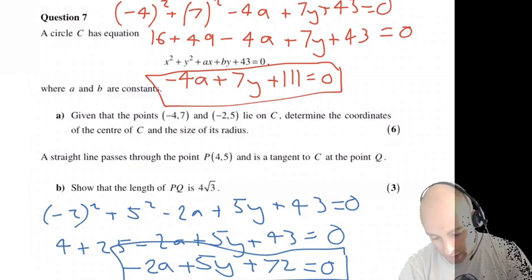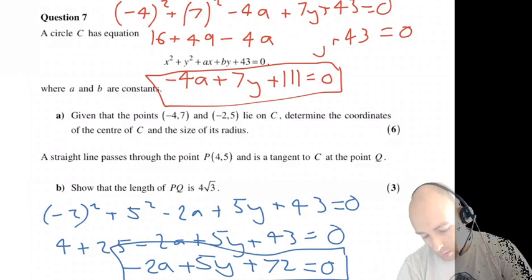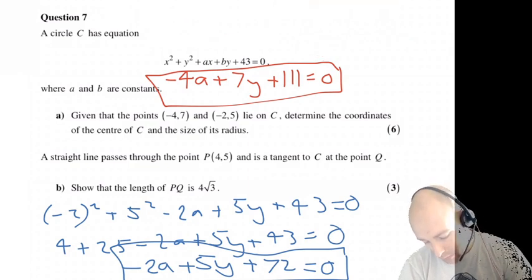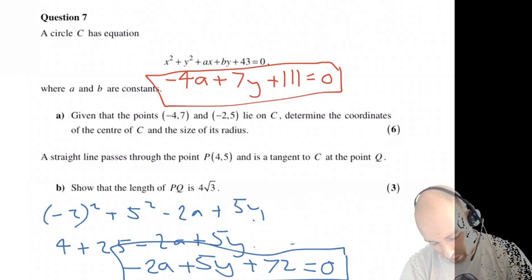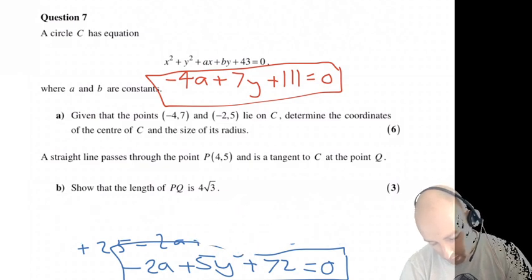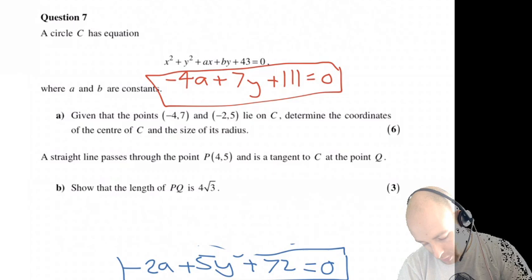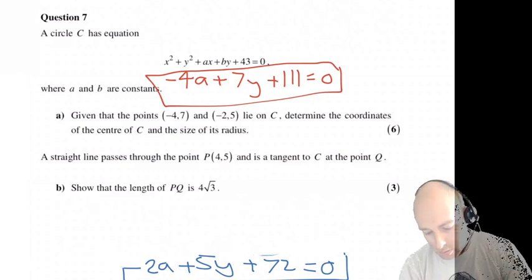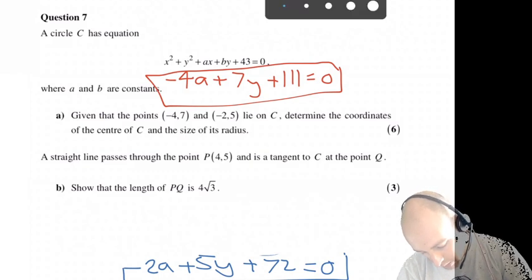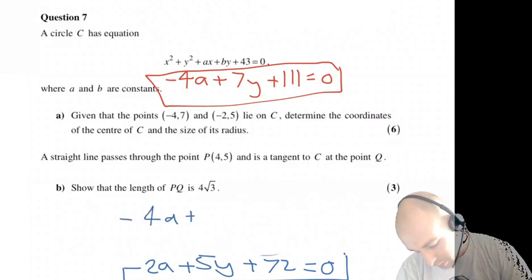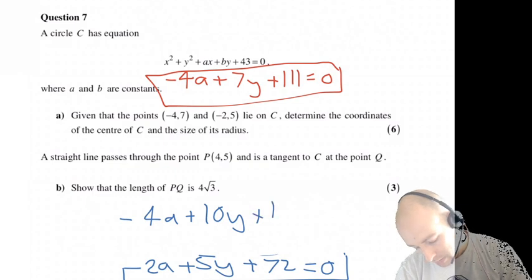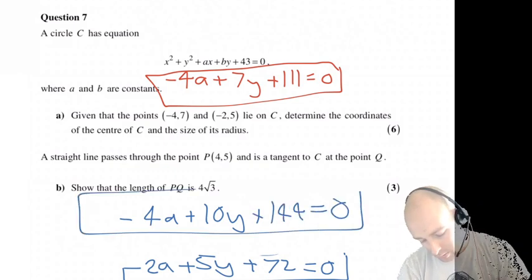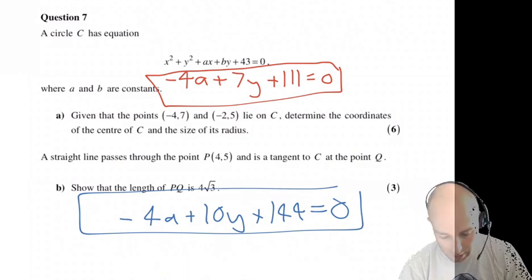I'm going to do these by hand, but you could use the calculator to solve simultaneously. I think via elimination is what I fancy. So I'm going to get the same coefficient of a because we've got minus 2 in this one, minus 4 in this one. So if I times the bottom one by 2, we're going to get minus 4a plus 10b plus 144 is 0. Cool, and now I can use elimination to solve these two simultaneously.